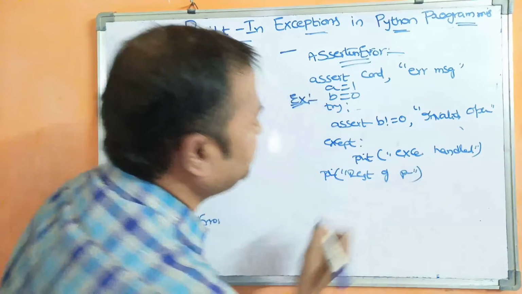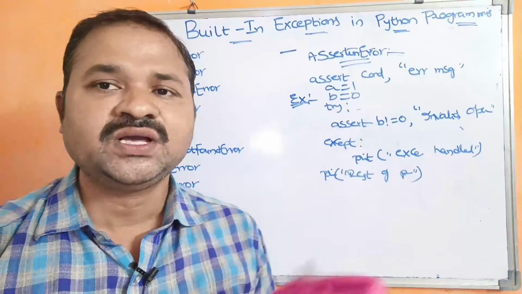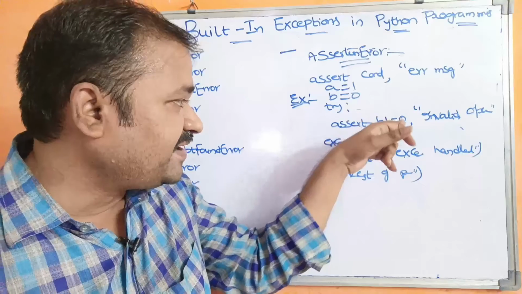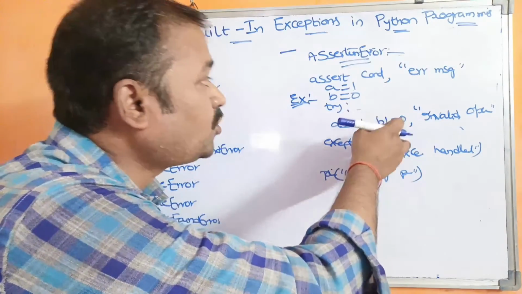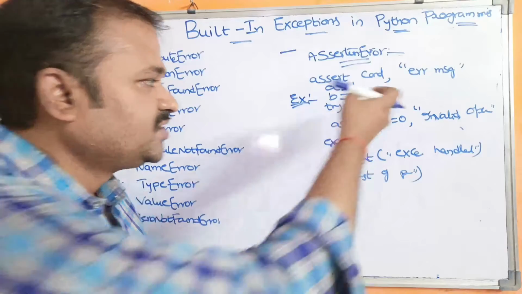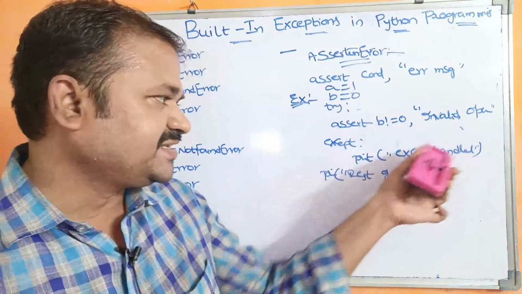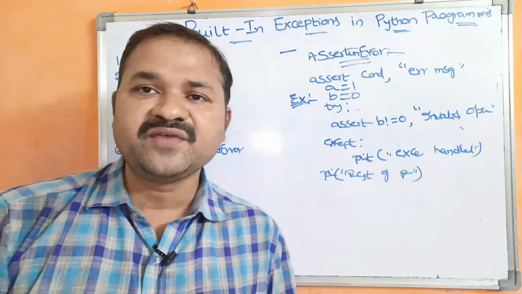So what is the output for this program? Assert B not equal to 0. But what is the B value? 0. 0 is not equal to 0, so the condition is false. Whenever the condition is false, it will throw an assertion error. So now the control goes to the except block. This message will get printed, exception handled, and after that the rest of the program will get displayed.